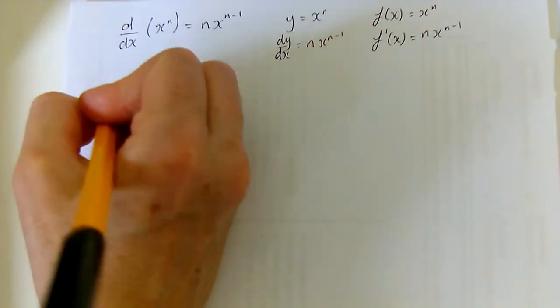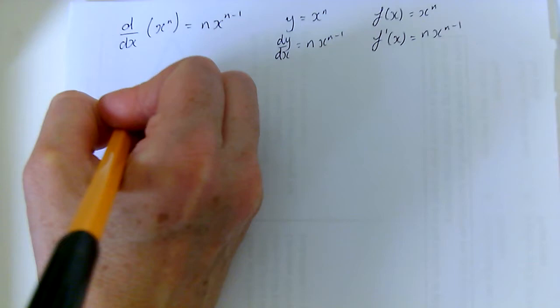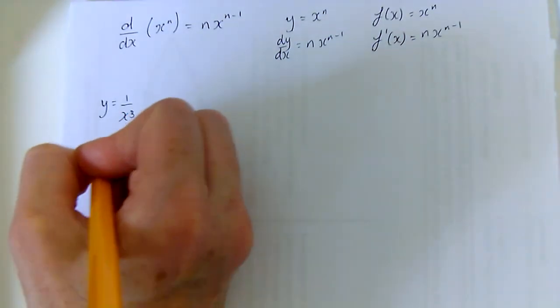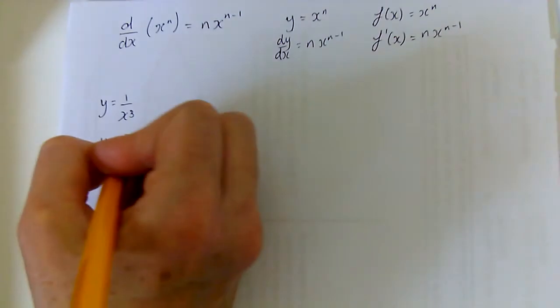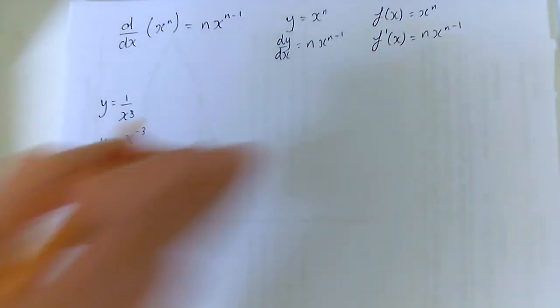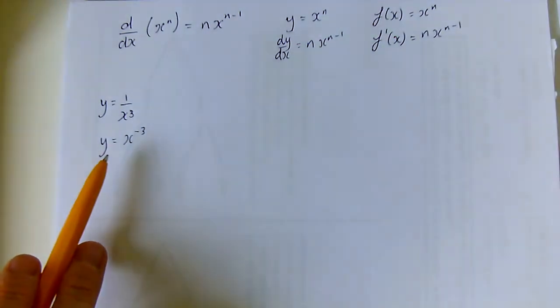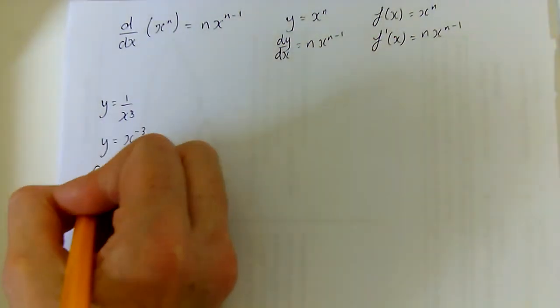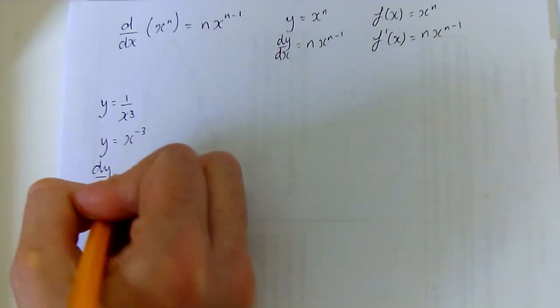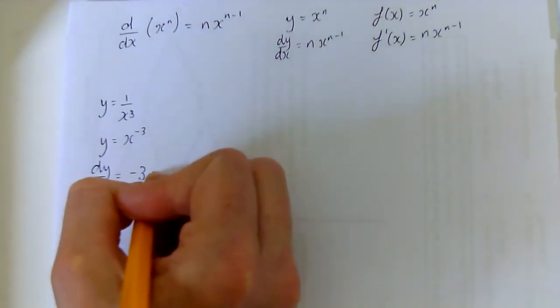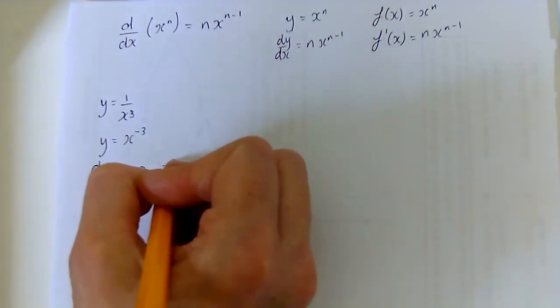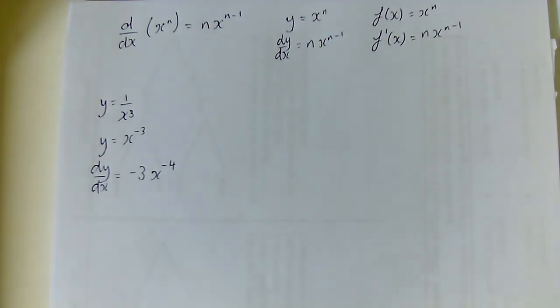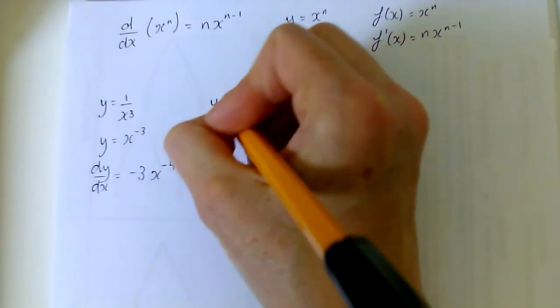For example, if we are given a fraction, because we can write this fraction as x to the power of something, x to the power of negative 3, then we have a rule that tells us what the gradient is. So the gradient of that curve will be, we bring the power down, negative 3, x, and we reduce the power by 1 to the negative 4, not negative 2. Okay, let's look at another one.